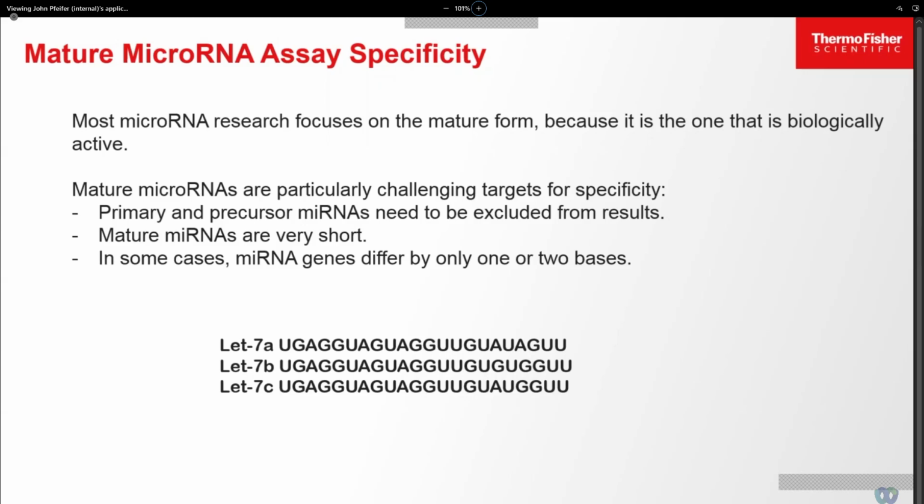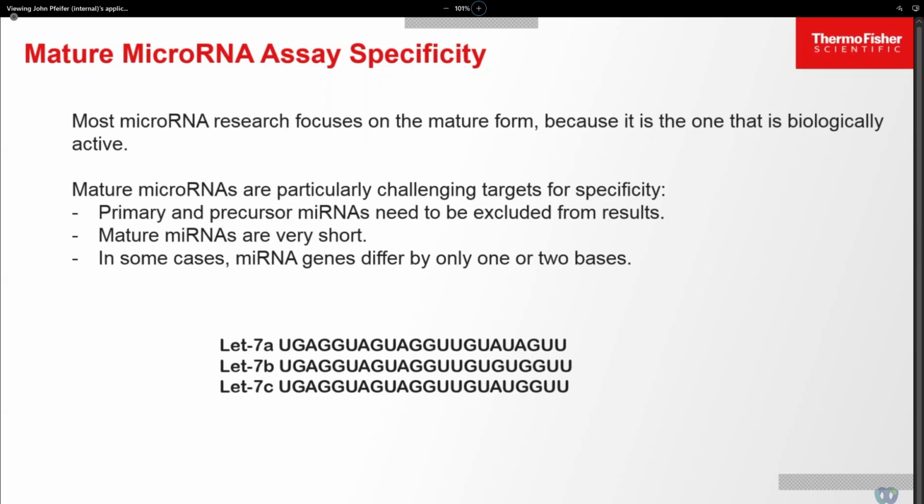Another key point about microRNAs is specificity. Most of the microRNA research is directed towards the mature form because that's the form that's biologically active. Mature microRNAs are particularly challenging targets for specificity. First of all, we have to be able to exclude the earlier forms, the primary and the precursor, from our results, if we're just focused on the mature form.